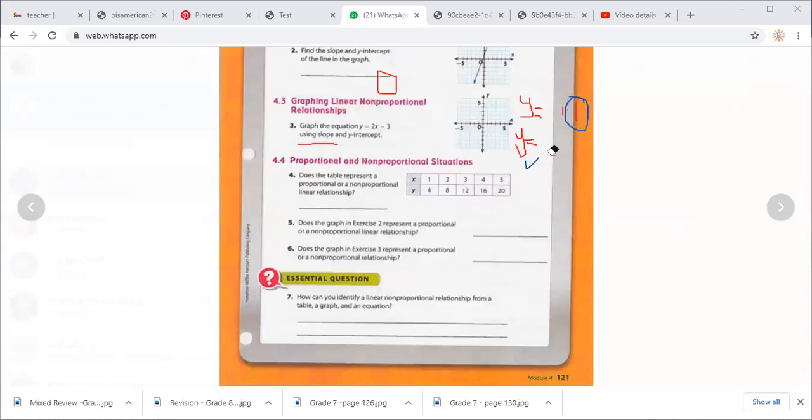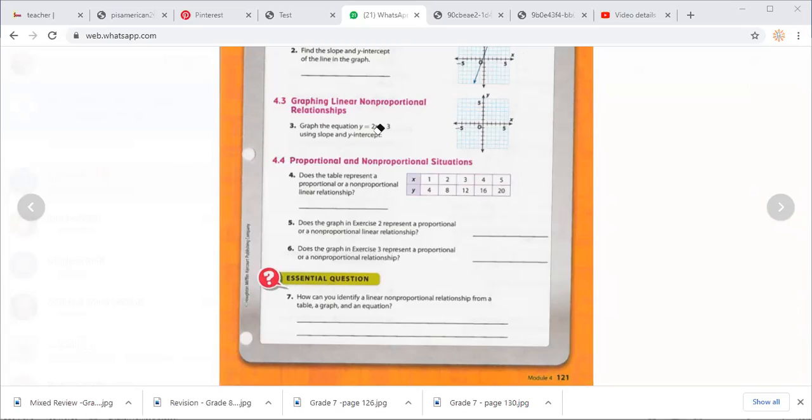Let's move to the last question in the module quiz in your book, page 121. It asks: how can you identify a linear non-proportional relationship from a table, a graph, and an equation? How will you recognize that the relation is non-proportional from the three categories: from a table, from a graph, and from an equation? Yes, Maya.